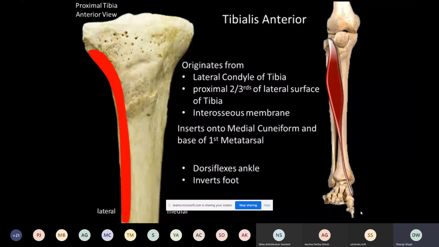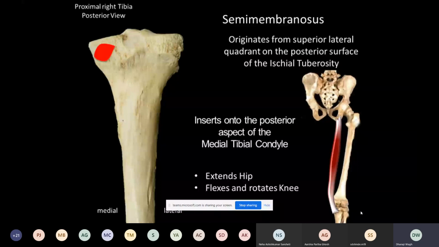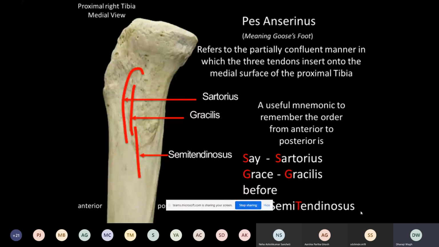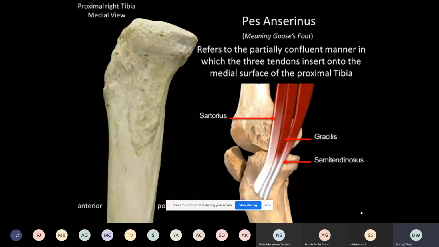Then semimembranosus, coming from the superior lateral quadrant on the posterior surface of the ischial tuberosity, goes towards the posterior aspect of the medial tibial condyle. Action: it extends the hip and flexes and rotates the knee. Then we have seen the guy rope muscles are the sartorius, gracilis, and semitendinosus. You have to remember, say grace before tea. Then there are three muscles whose insertion you can see.